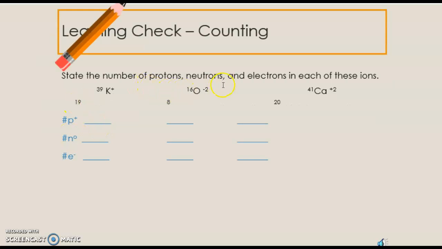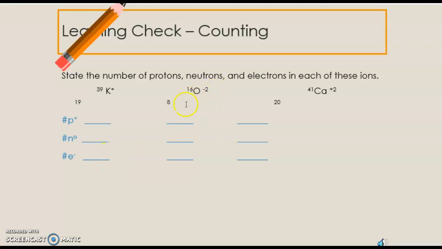Okay, so state the number of protons, neutrons, and electrons in each of these. So for potassium, here's your atomic number. We've got 19 protons. We've got 19 electrons. And it's got a plus charge though, see? So that means it gains an electron, 1 electron. Well, see, this is a metal. No, I'm sorry, it's going to lose an electron, 1. So instead of having 19 electrons, it would have 18. So it would have 19 protons and 18 electrons.